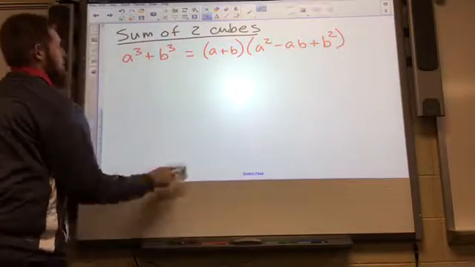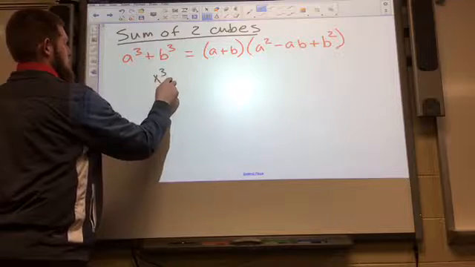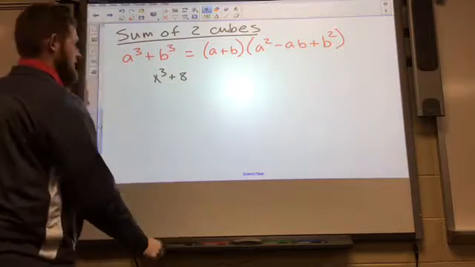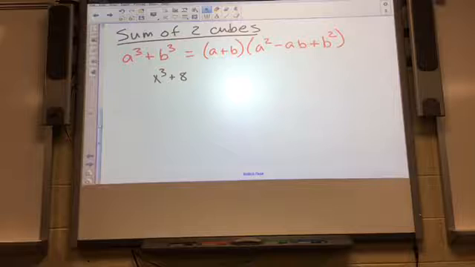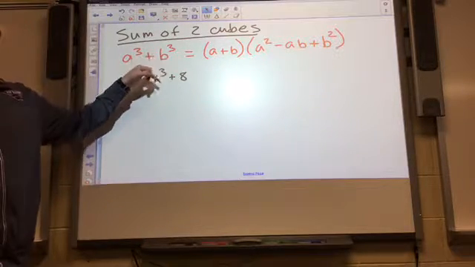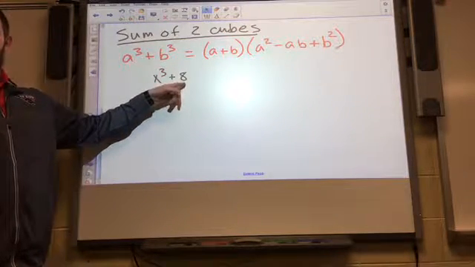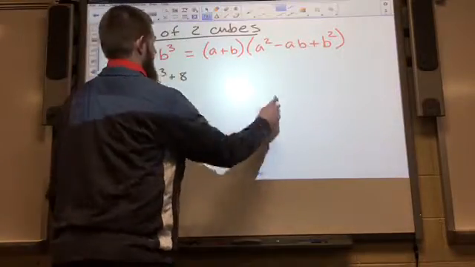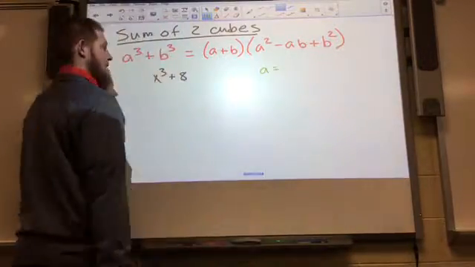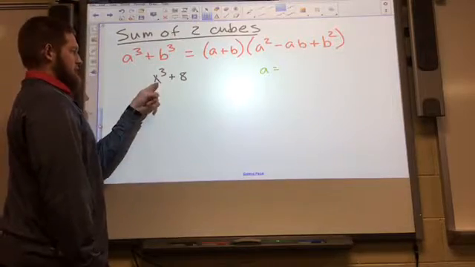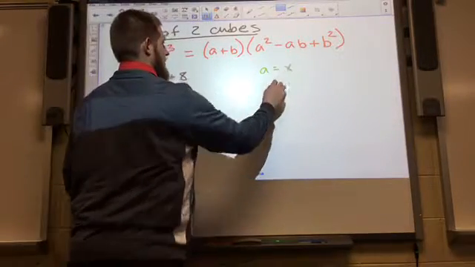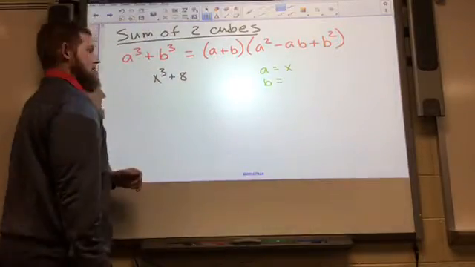So, let's go ahead and do an example here. They gave us x cubed plus 8. Now, are these going to be a little bit harder to recognize maybe even than a difference of two squares? Yeah, because we don't know our perfect cubes as well as we do our perfect squares. Is x cubed a perfect cube? Yes, because it's x to the third power. What about 8? So Kobe, what is my a? What's the cube root of this? x. And then Kobe, what is my b? 2.